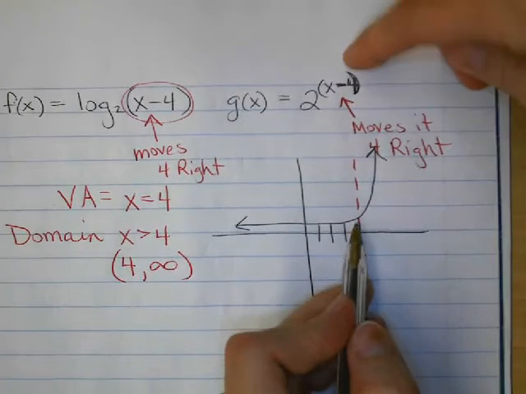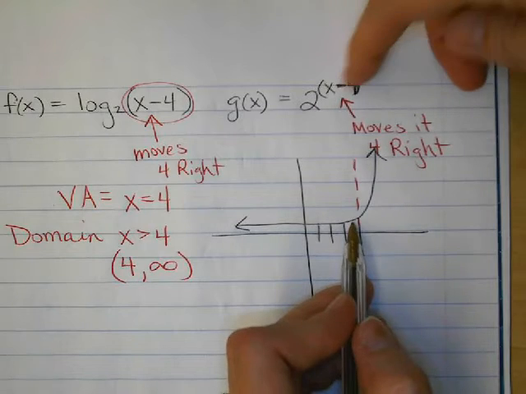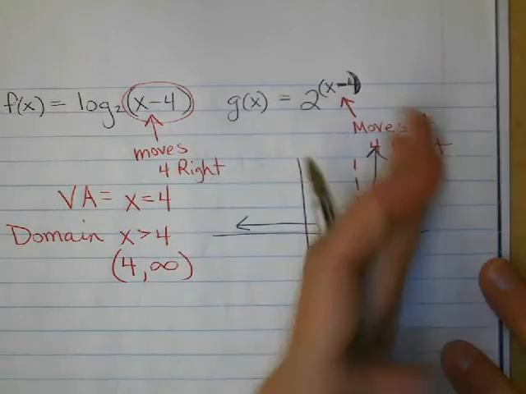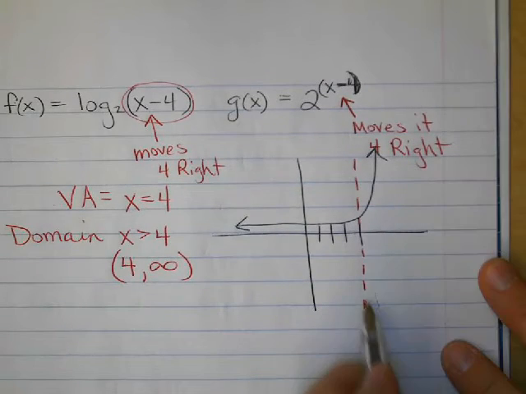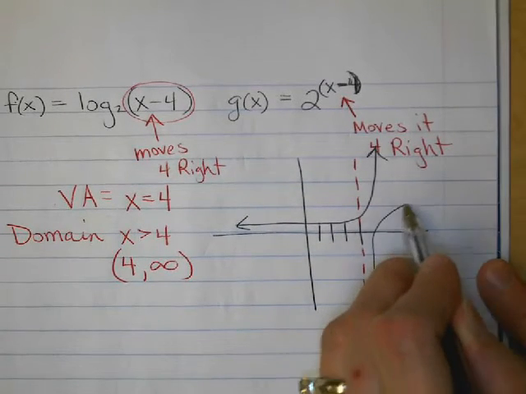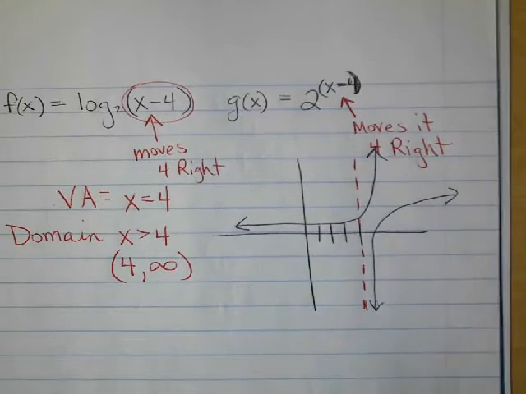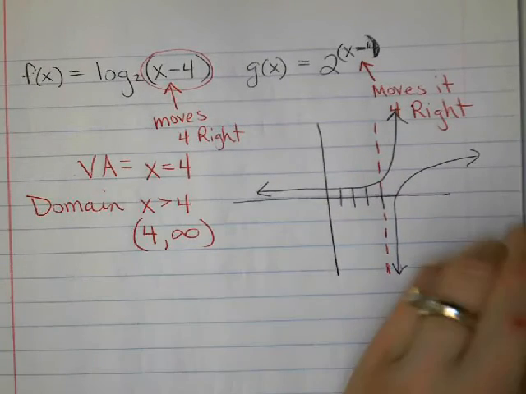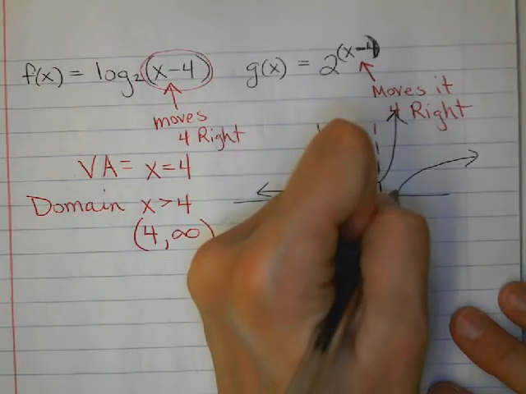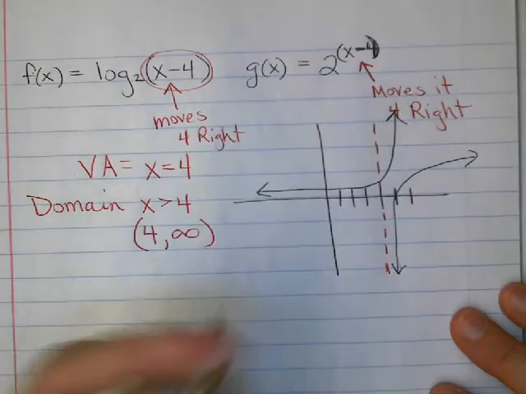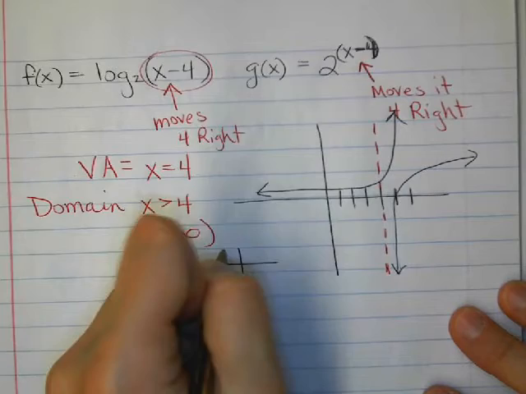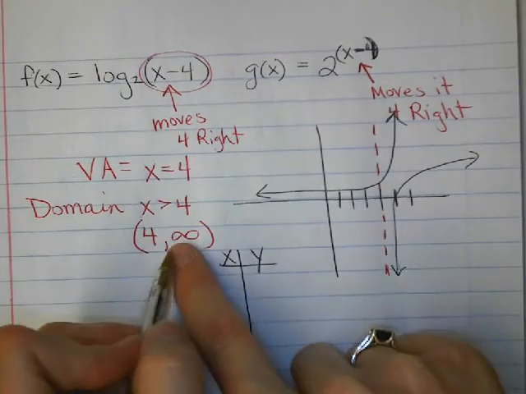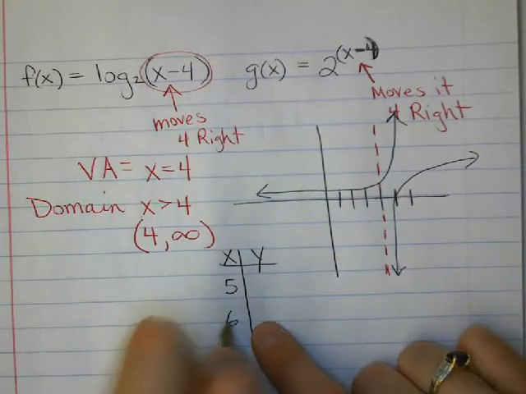You could sit and make a table and plug in numbers to graph your exponential function. And then your logarithmic function, like I said, moves 4 to the right, and it ends up down kind of in this region. And if you want specific points, you'd have to sit and make a table. I just sketched it really quick just now, but if you want to get the points, you'd have to pick numbers greater than 4, like 5 or 6, and plug them in.